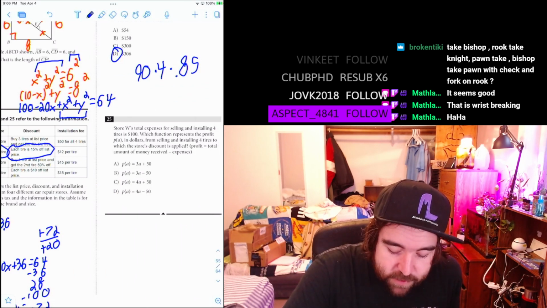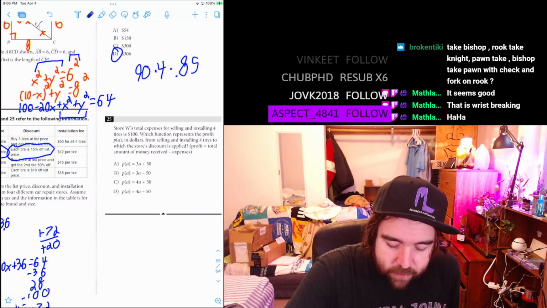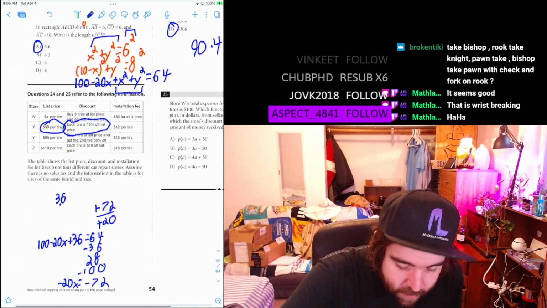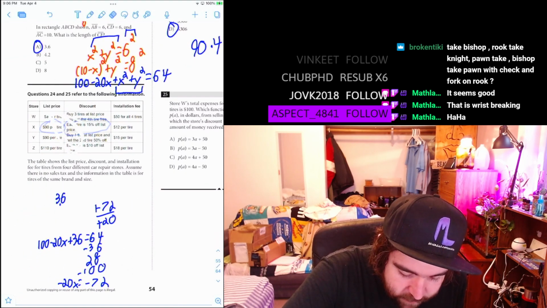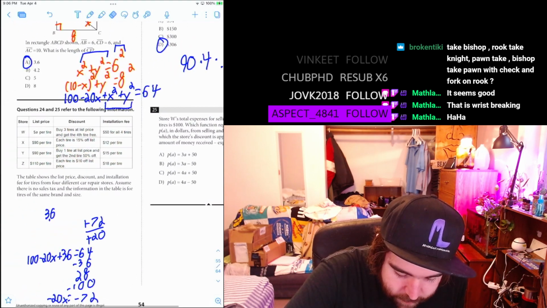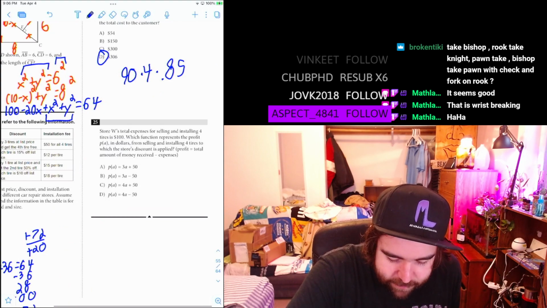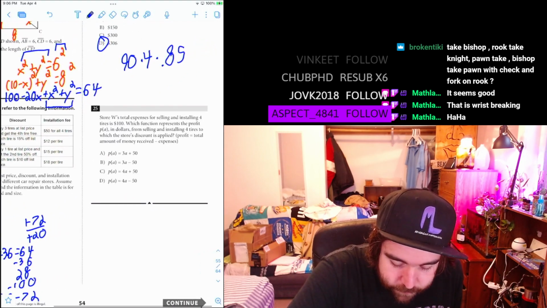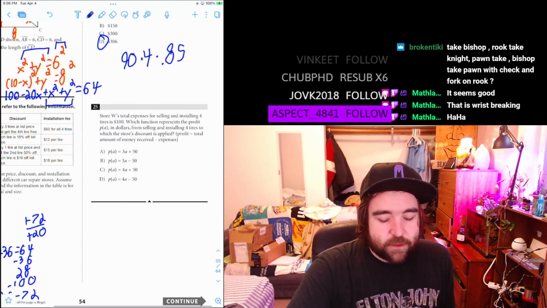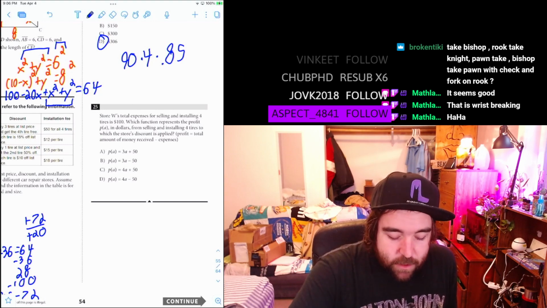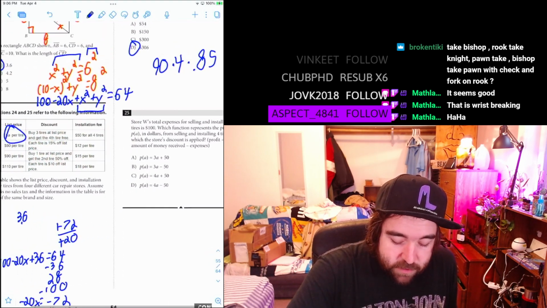Store W's total expense for selling and installing 4 tires is $100. Which function represents the profit from selling and installing 4 tires? So we got to go to store W, and we got to say how much are they doing? Ooh, they're selling at $8 per tire. Okay, that makes sense when I look at the equations. So what is profit? Profit is money received minus expenses. So how much money are they receiving? Well, they're selling 4 tires.